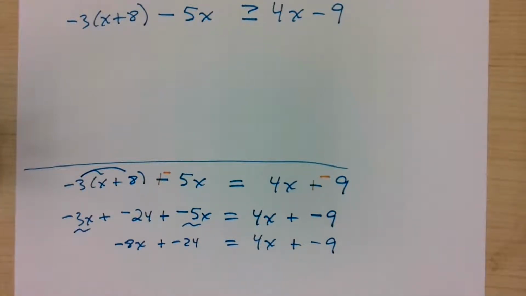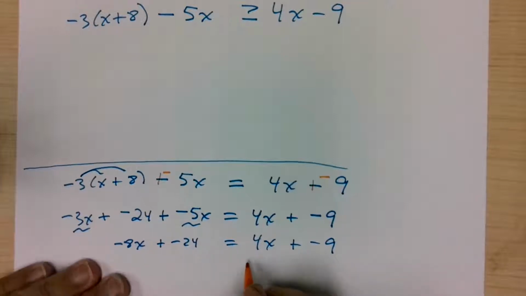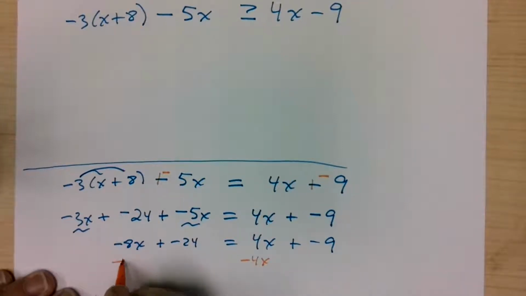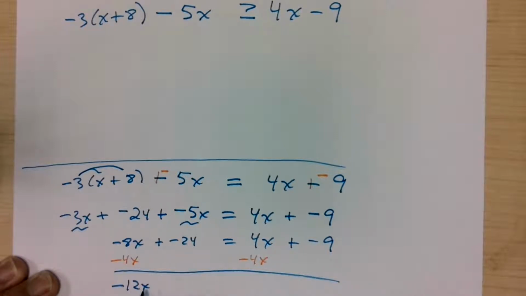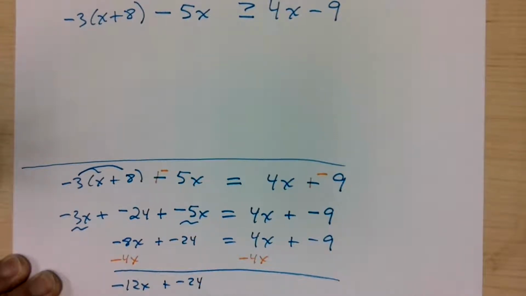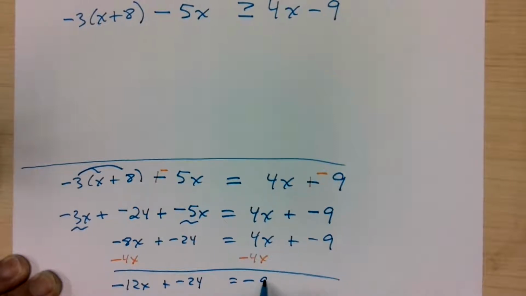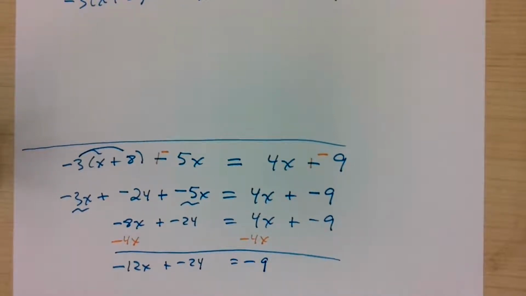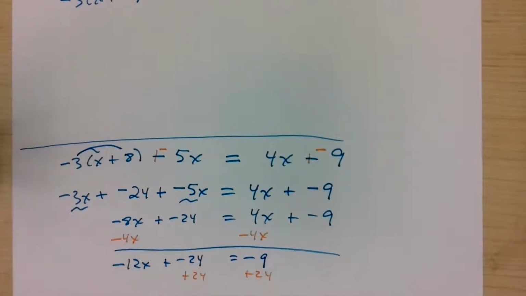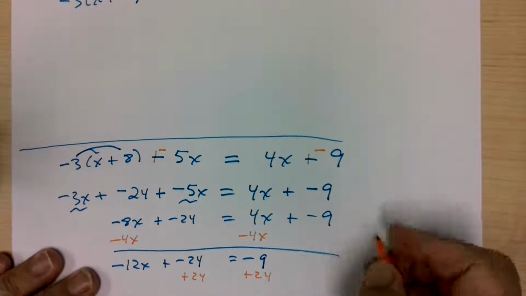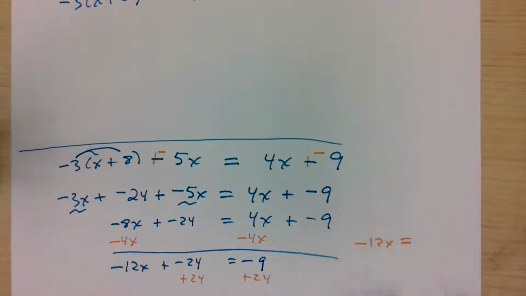Let's get all the x's on the same side. So I will subtract 4x from both sides. Negative 8x minus 4x is negative 12x plus negative 24 equals negative 9. Let's add 24 to both sides. So on the left side, I have negative 12x. On the right side, I have 24 minus 9, or 15.